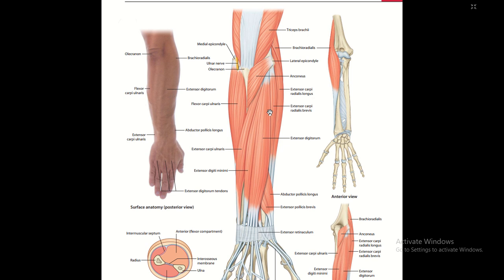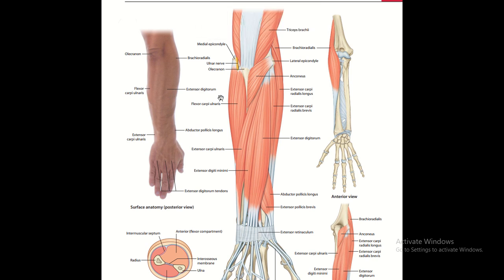So the lateral compartment has two very important muscles: your brachioradialis muscle and your extensor carpi radialis longus. Right here, that's your brachioradialis muscle, which originates from the lateral supracondylar ridge and inserts on the styloid process of your radius. This muscle is very important because it has the following actions.